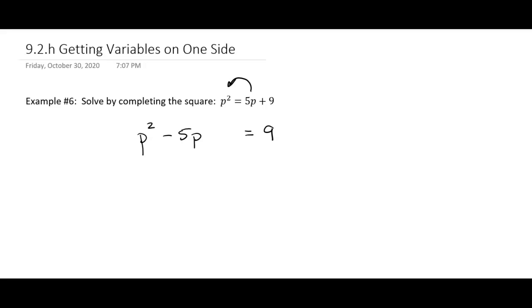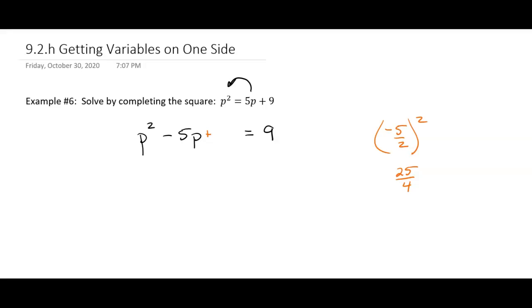So we want variable terms on the left, any term with a variable in it, and then constants on the right. Okay, so now we need to think of what's the number that we're going to add in. Well, you take that negative 5, you're going to have to divide it by 2, and then square it. So it's going to be 25 fourths.